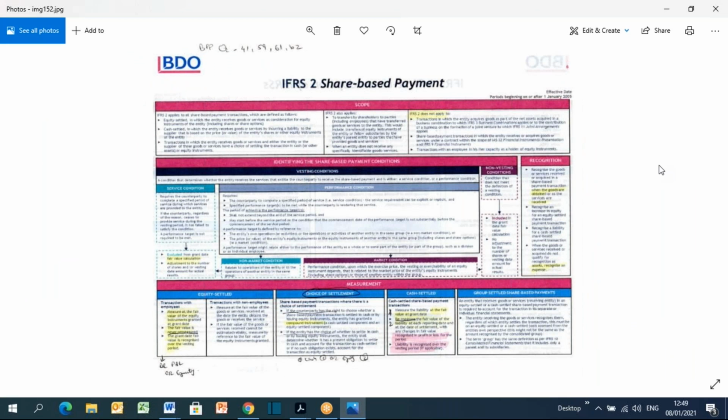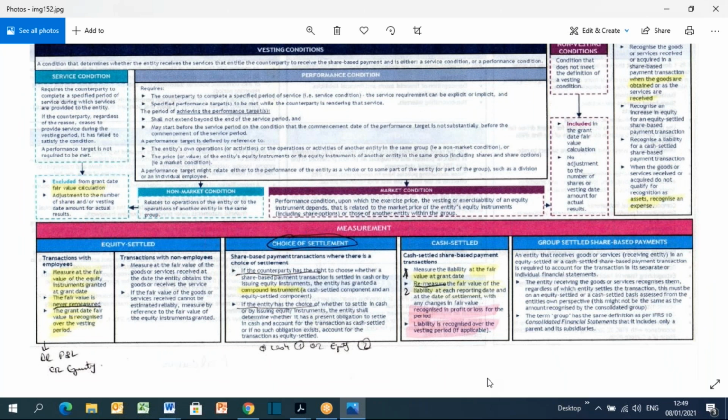If we move on to IFRS 2, share-based payment can be equity settled, when the company gives shares to the employees, or cash settled, when it gives cash, and the accounting treatment is different. And there is also a choice of settlement. I think this was asked recently, and the students didn't know how to answer it. If you had these notes, then you would have been able to put down the answer to this question, the choice of settlement.